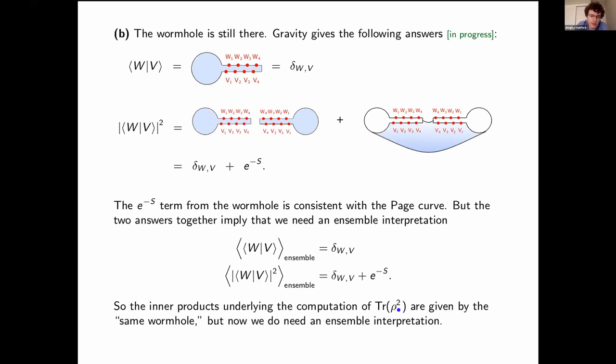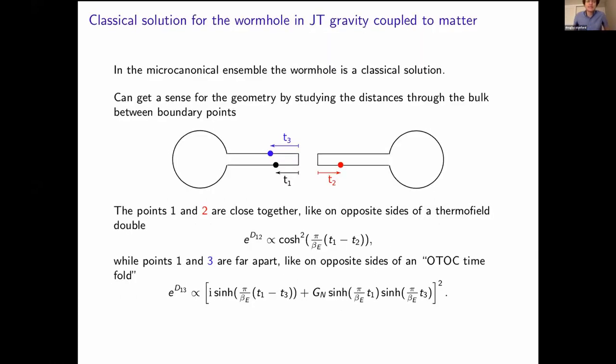So the little summary of this result is that these inner products that underlie the computation of the Rényi entropy are given by the same wormhole as the Rényi entropy was, but, well, that's in quotes, because now we need an ensemble interpretation. Okay, so let me just say a little bit about the wormhole.